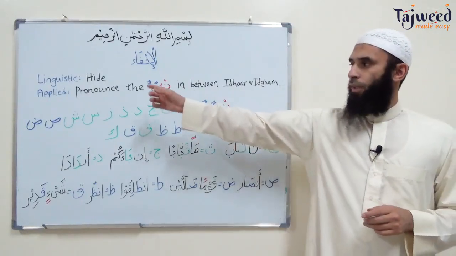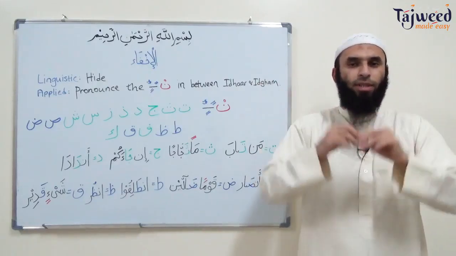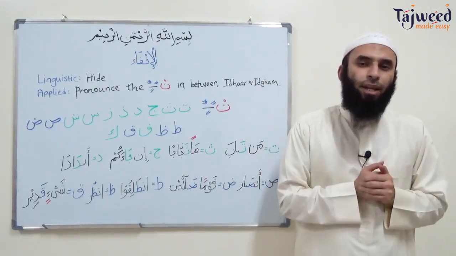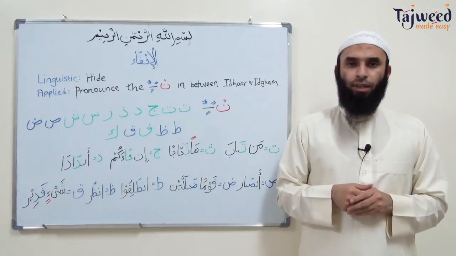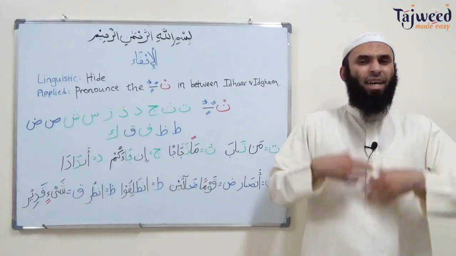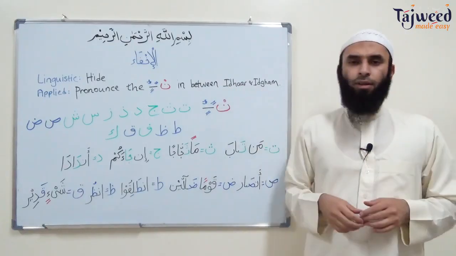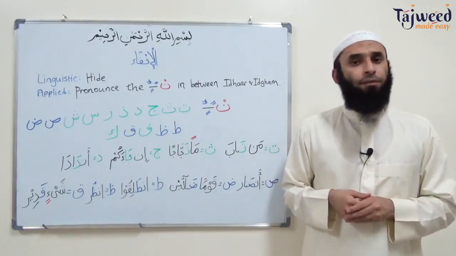So have a look at the board. Al-Ikhfaa has two types of meanings. One of those words has two types of meaning. General, linguistic meaning, and a specific applied meaning. The general meaning means to hide. And the applied meaning means to pronounce the Nun Sakin and Tanween by hiding it and pronouncing it in between Idhar and Idgham. The letters of Ikhfa are 15 letters.